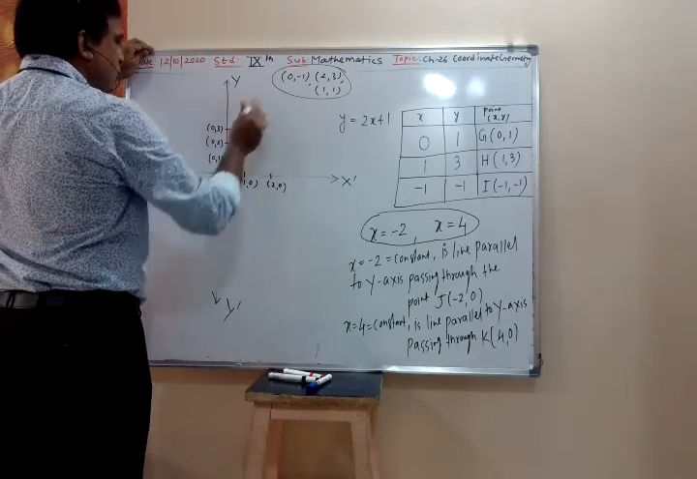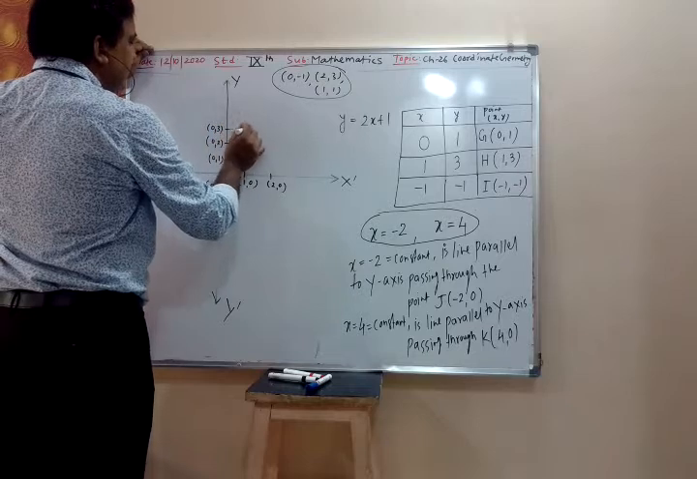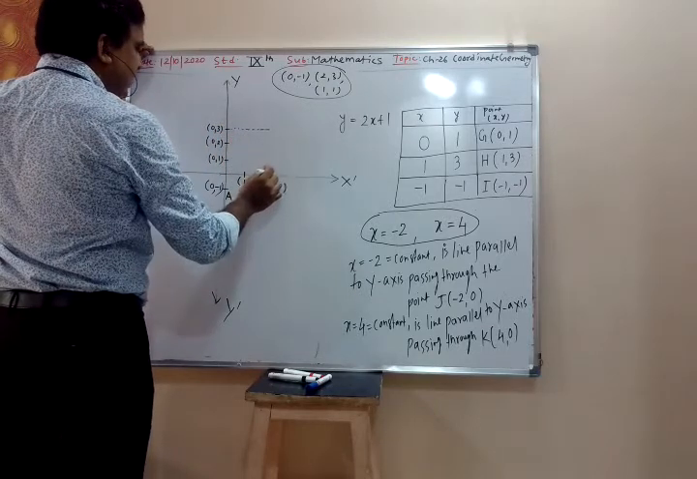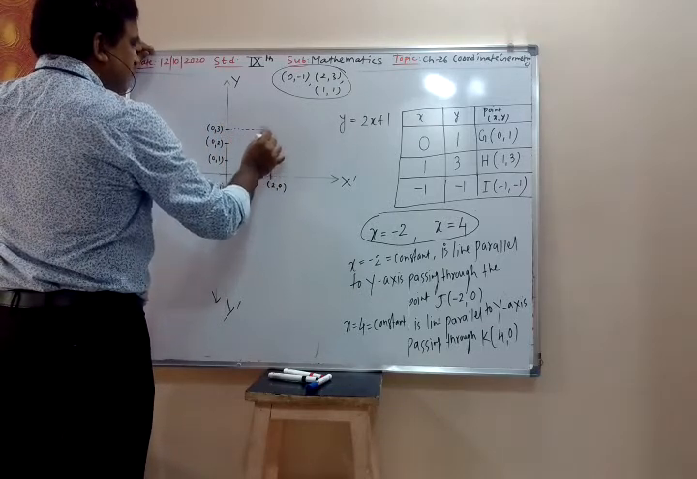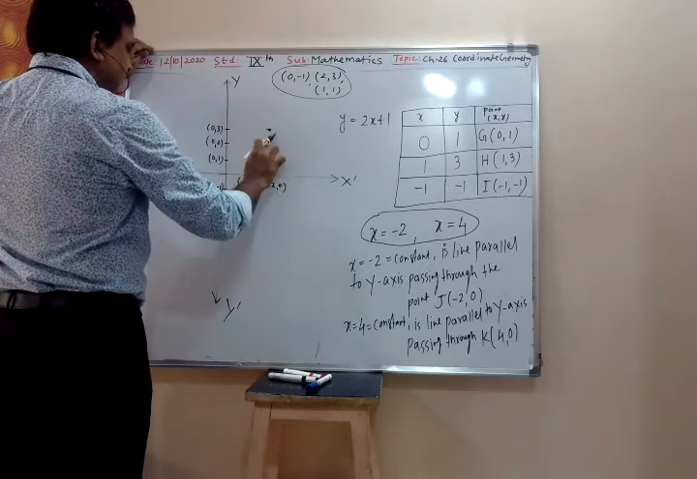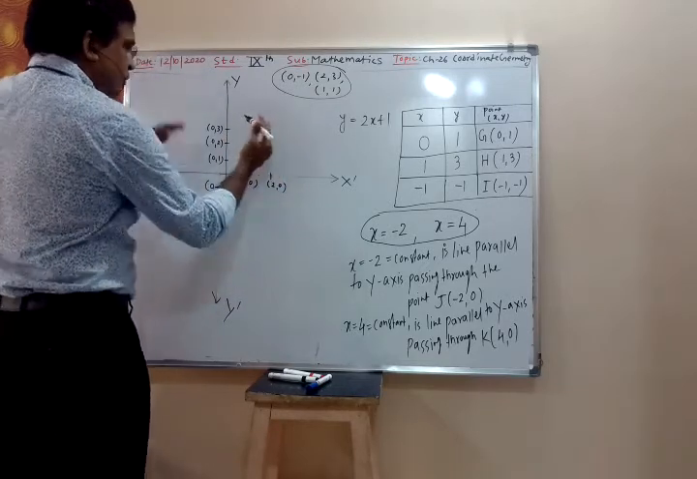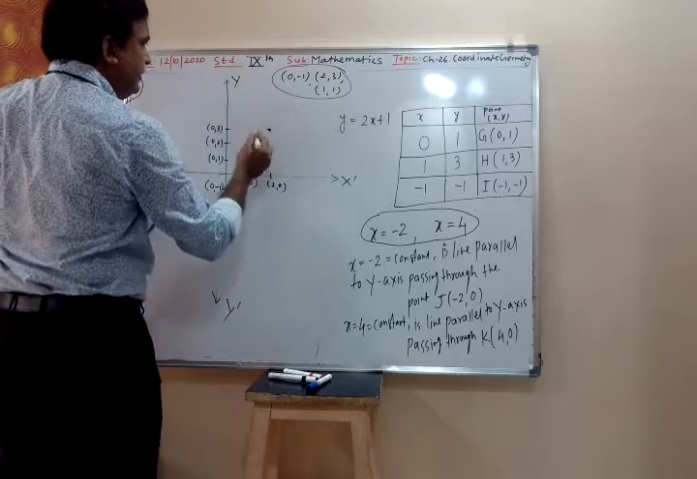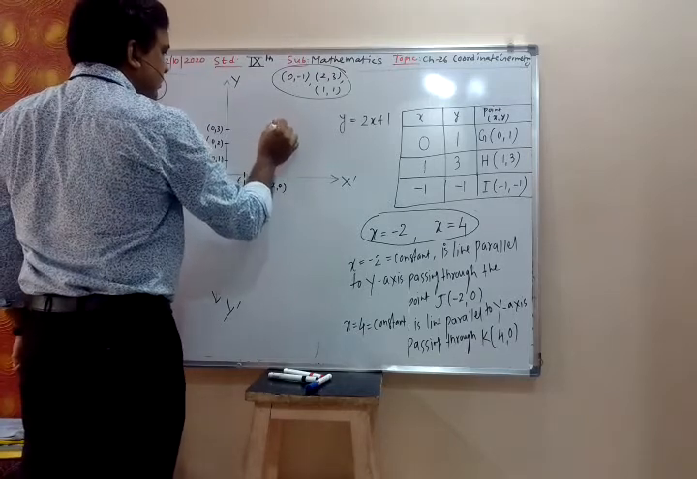Now plot the point 2 comma 3. Y is 3, x is 2. So using a scale, join this point. Then erase this. X is 2 and y is 3. So this is my point B, 2 comma 3.